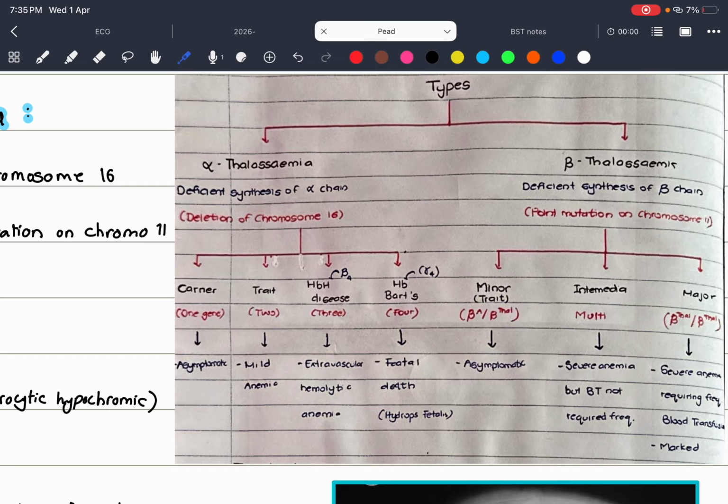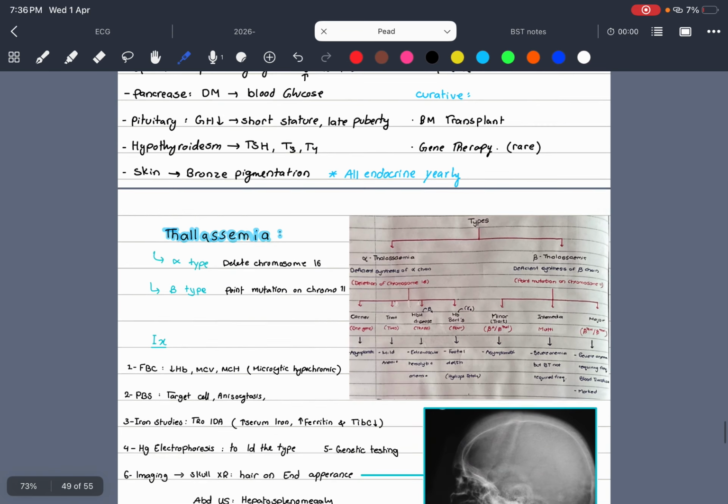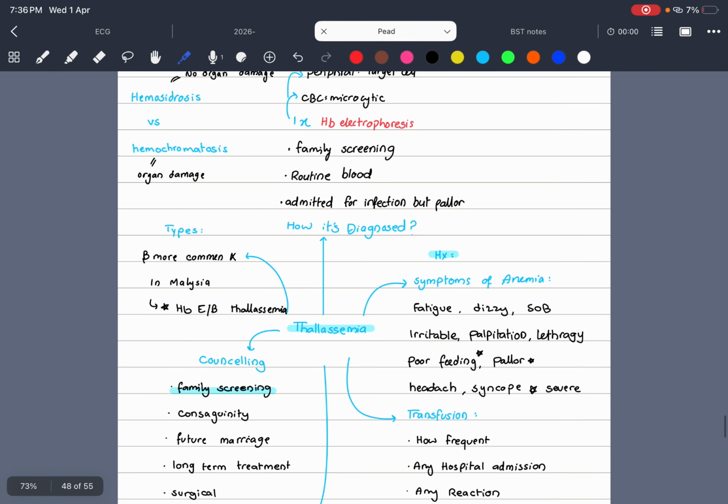Intermediate has severe anemia, but the patient doesn't require frequent blood transfusion. He might take blood transfusion occasionally, but his life is still okay. Major thalassemia, these are the people who require marked blood transfusion, and you can see more of the special characteristics of thalassemia in them. Okay, so moving on.